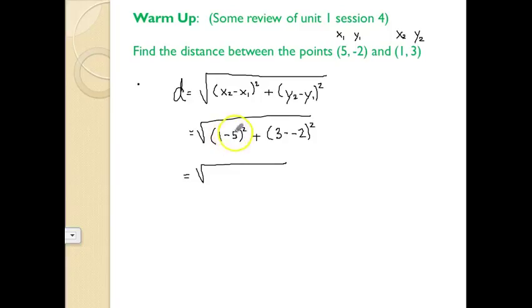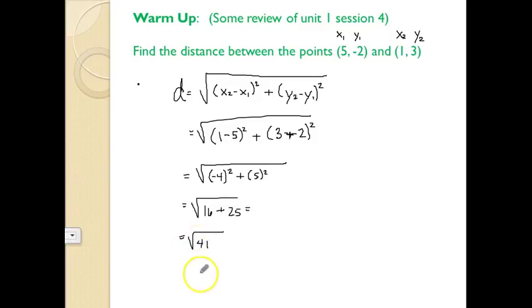So when I subtract 1 minus 5, I get -4. I'll square that in my next step. Whenever I have two negatives right next to each other, it becomes a positive. So I'm really adding 3 plus 2 to get 5. And then I'm going to square that. Now we're ready to do the squaring. -4 squared is the same as -4 times -4, which I know is 16. 5 squared is 25. So what do I get when I add 16 plus 25? You get 41.